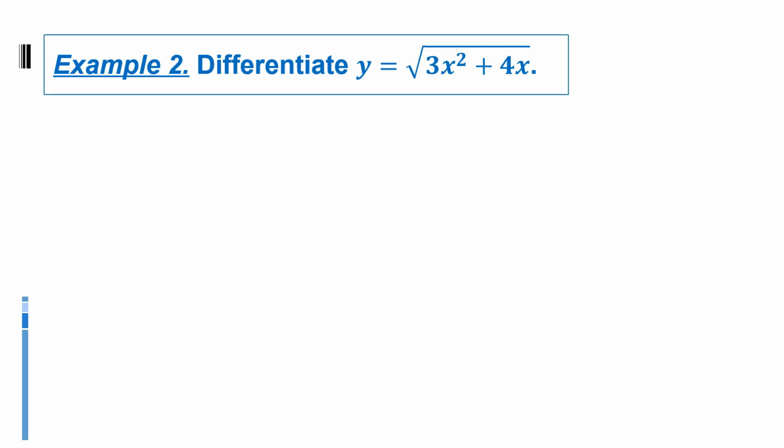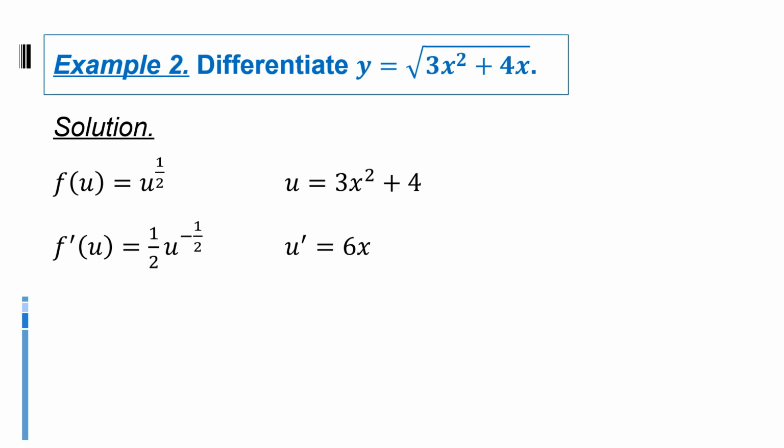Differentiate y equals the square root of 3x squared plus 4x. So using chain rule, our f of u is equal to u raised to 1 half. Okay, kasi yan ay square root of u equals u raised to 1 half. Then its derivative is 1 half u raised to negative 1 half. Our u now is 3x squared plus 4x with a derivative of 6x plus 4. Therefore, y prime now is equal to 1 half u raised to negative 1 half times u prime.